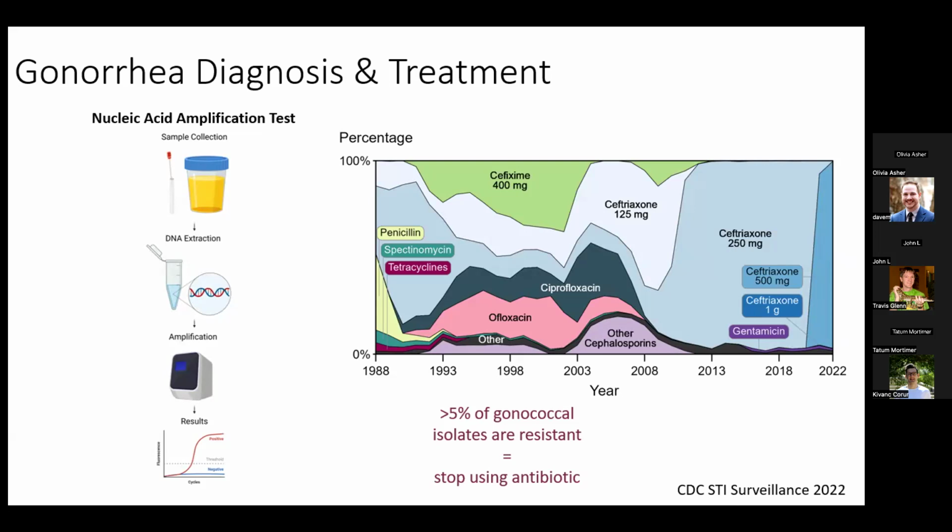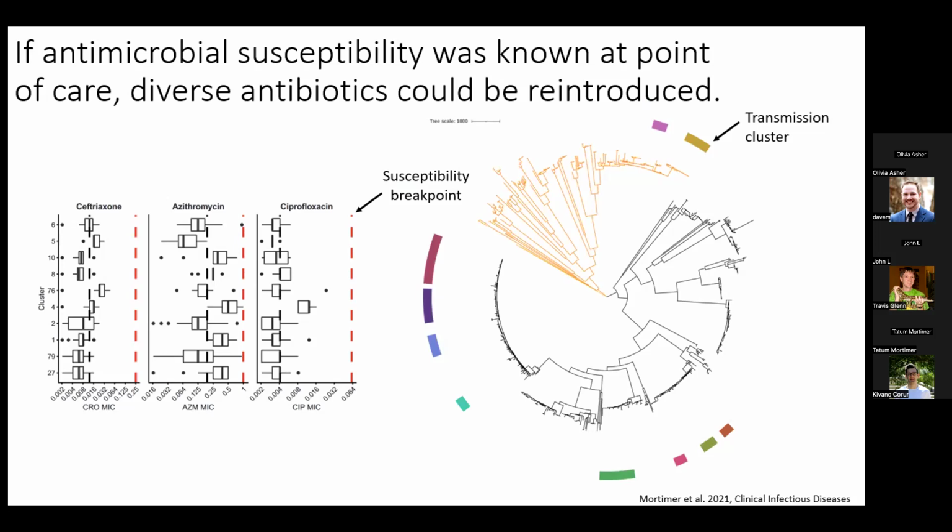However, in a genomic epidemiology study we did a few years ago with the New York City Department of Health and Mental Hygiene, we found that the largest transmission clusters that we reconstructed from genomic data are actually susceptible to both the current therapy at the time, which was ceftriaxone and azithromycin, as well as ciprofloxacin, which was a previous therapy. That really suggests that if we knew something about antimicrobial resistance or susceptibility in the clinic at point of care, we could potentially be using a more diverse panel of antibiotics. Using a diverse panel would probably reduce selection pressure for the evolution of resistance to ceftriaxone, which is really our last antibiotic choice right now.